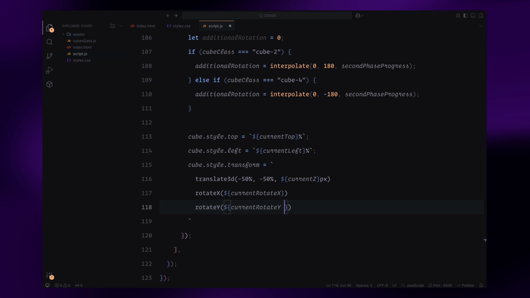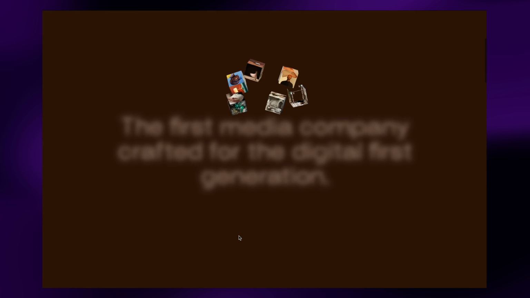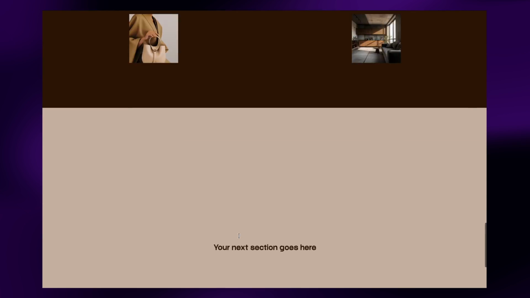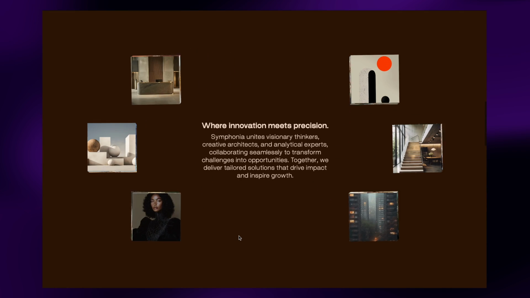as the user scrolls. By splitting the animation into two phases and dynamically interpolating the properties, we ensure smooth and synchronized transitions for all the cubes. This gives the sequence depth and fluidity, making the entire animation feel polished and engaging.